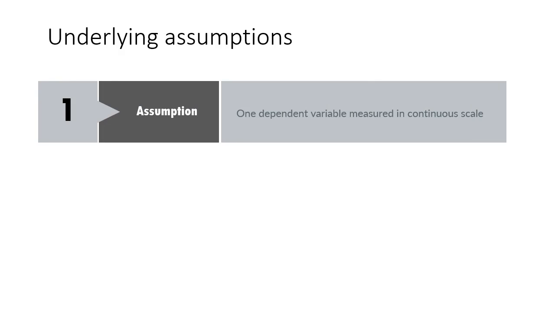So now let's see the underlying assumptions before we can apply this test. The first assumption is that there should be one dependent variable which should be measured on a continuous scale, or that variable should be a scale variable.